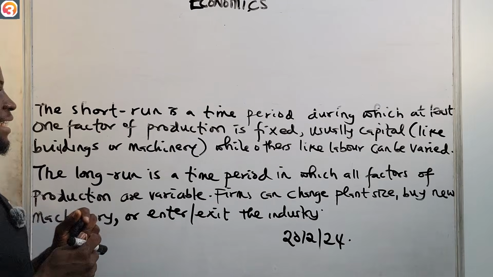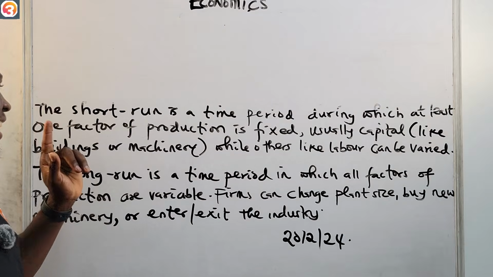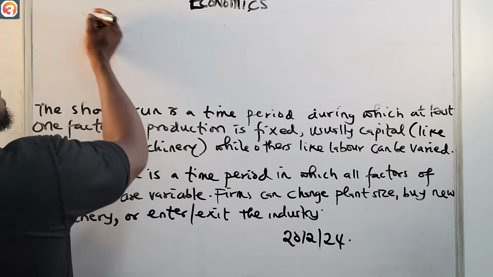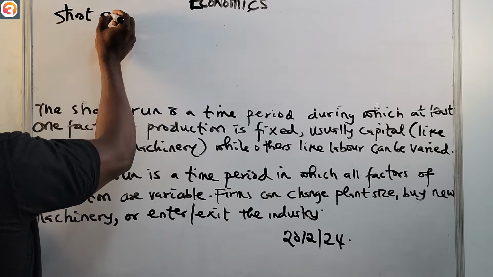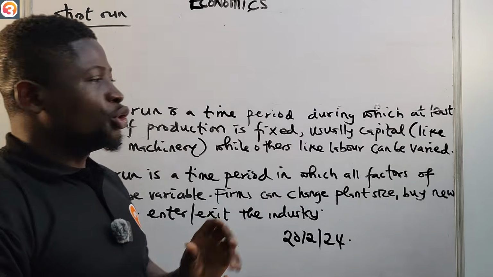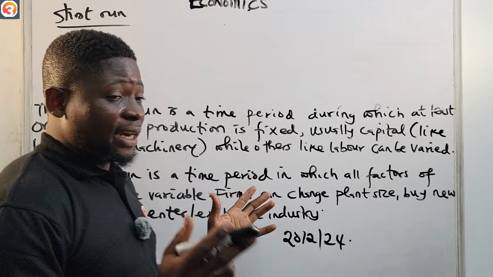We'll say here that the short run is a time period during which at least one factor of production is fixed. That is short run. Let me make this easy for you so that you understand very well and perfectly.